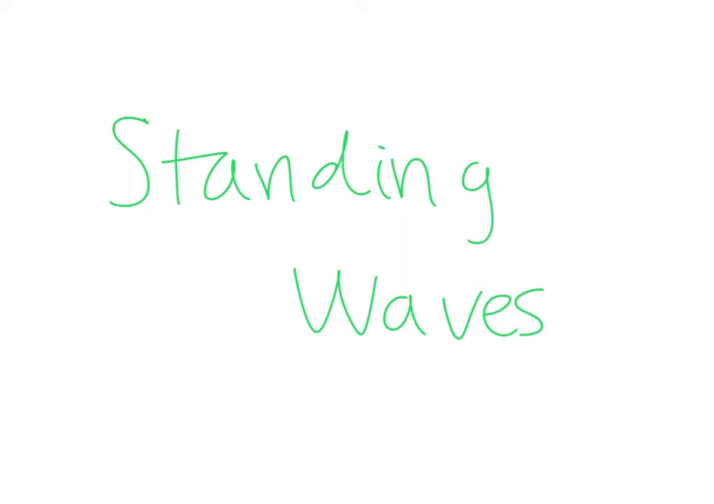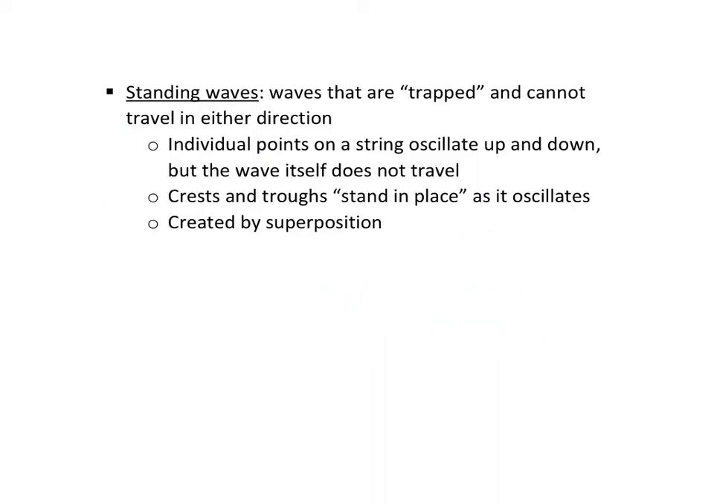We looked at basic properties of waves, we looked at superposition and the Doppler effect. Now we're going to look at standing waves, which is actually the result of superposition. So a standing wave is a wave that is trapped and cannot travel in either direction. You created these when we did that lab with the slinky in that third part. It's a lot easier to see if you have a thin string and a lot of tension.